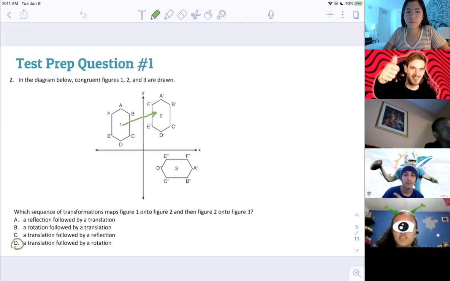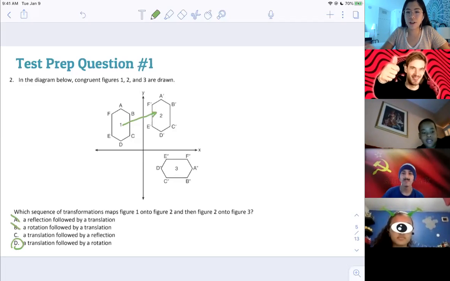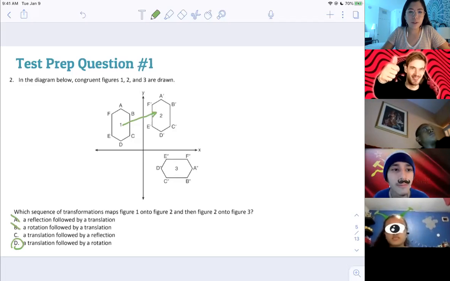Reflection and rotation. You can eliminate reflection and you can eliminate rotation, because to go from A to B, did it change direction at all? It did not change direction. It did not change in the order, anything at all. The only thing it did was slide on over. So that's why I can eliminate those choices.